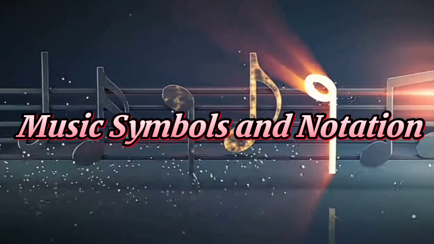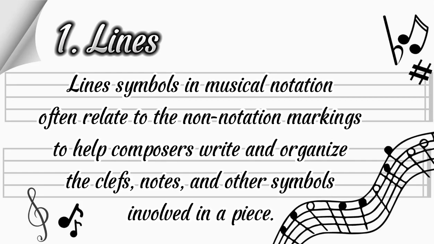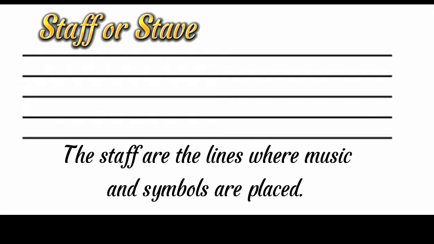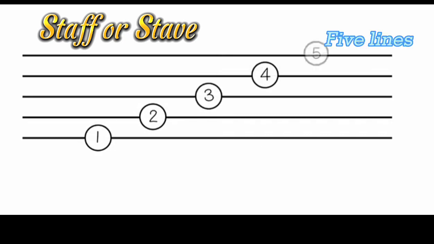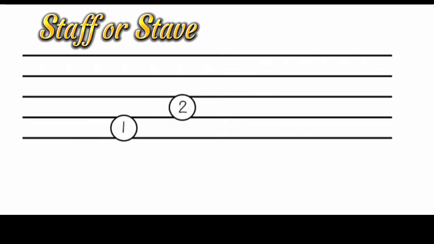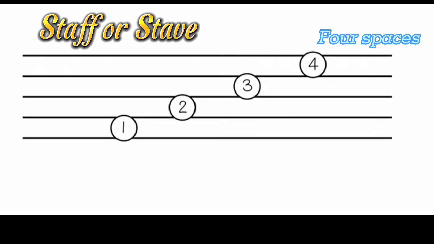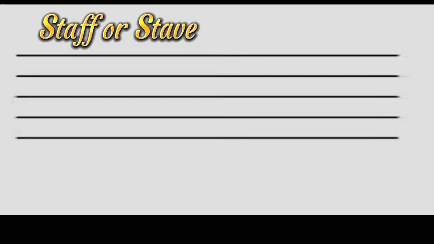Music symbols and notation. First is lines. Lines often relate to the non-notation markings to help composers write and organize the clefs, notes, and other symbols involved in a piece. The staff is one of the examples of lines where music and symbols are placed. Staff is composed of 5 lines and 4 spaces, and they serve to orientate the notes.